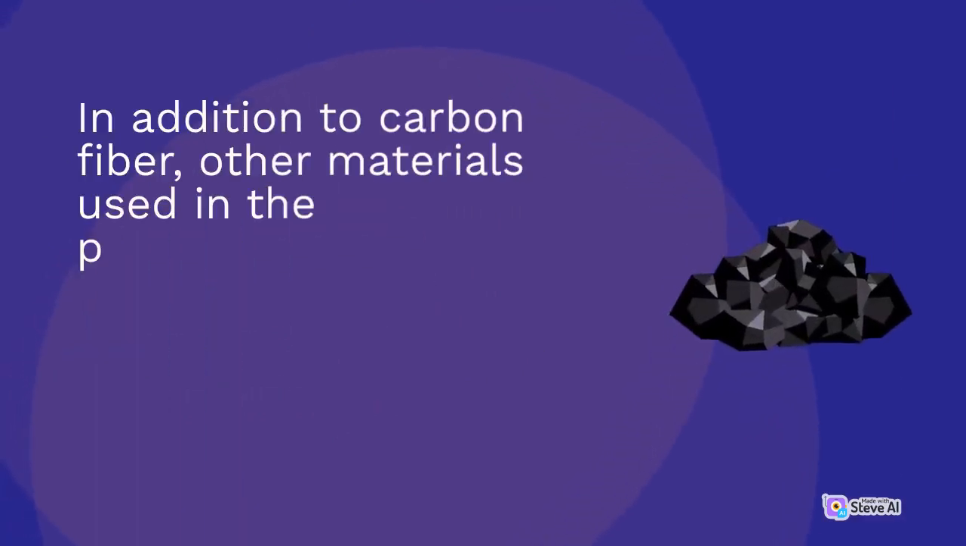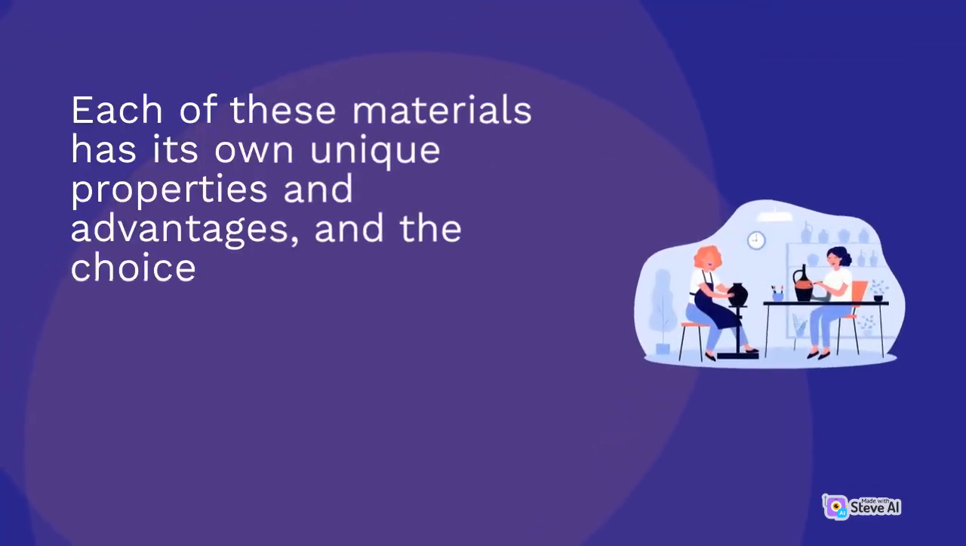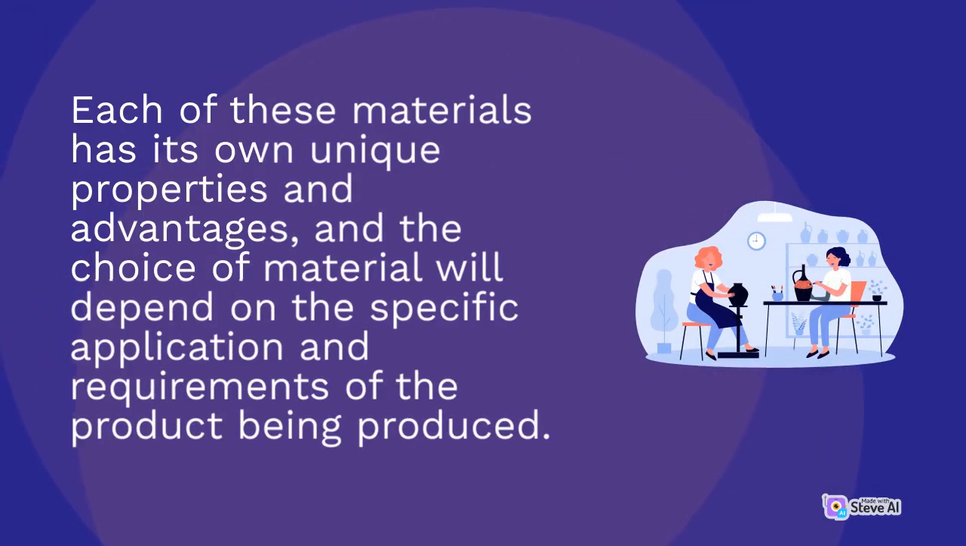In addition to carbon fiber, other materials used in the production of high-strength materials include ceramics, metals, and polymers. Each of these materials has its own unique properties and advantages, and the choice of material will depend on the specific application and requirements of the product being produced.